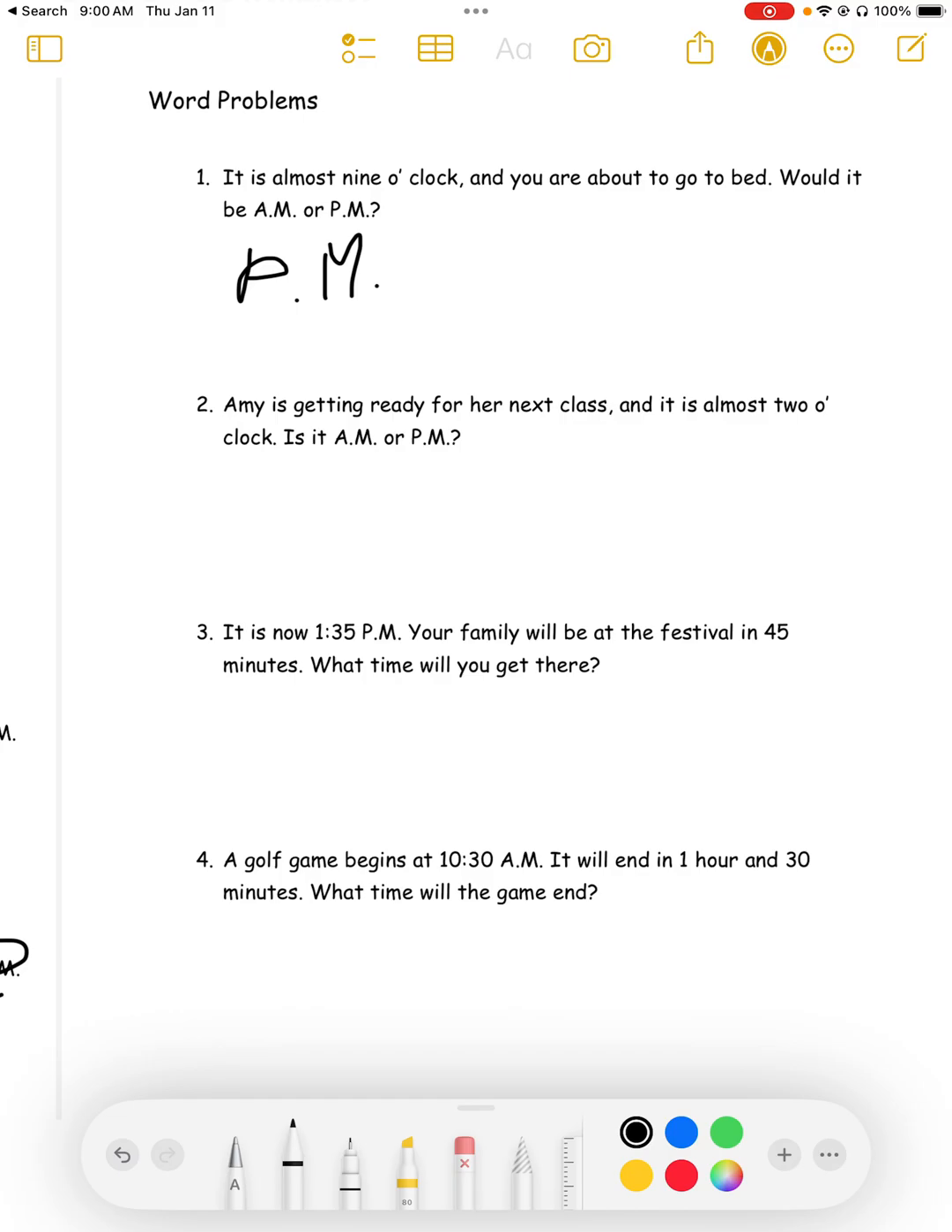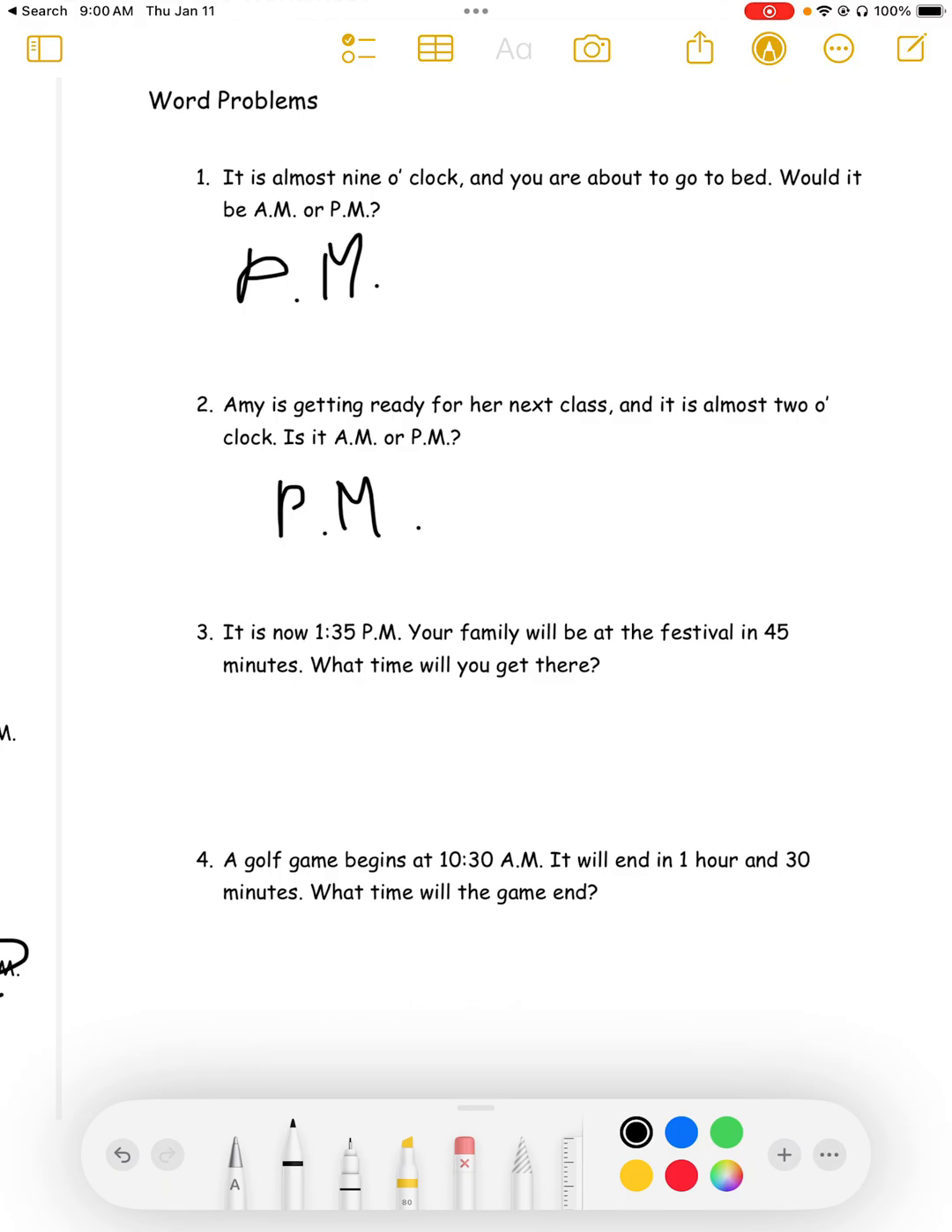Number 2. It says, Amy is getting ready for her next class, and it is almost 2 o'clock. Is it AM or PM? If we think about this, usually classes aren't at 2 AM. Typically classes are at 2 PM and not AM, because 2 AM is when we're sleeping. So for question number 2, our answer will be PM.